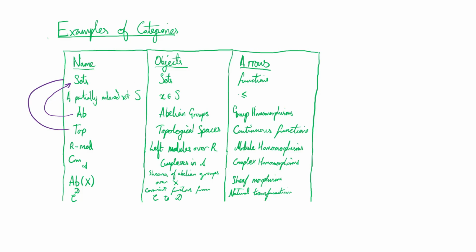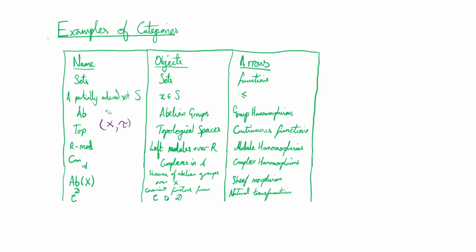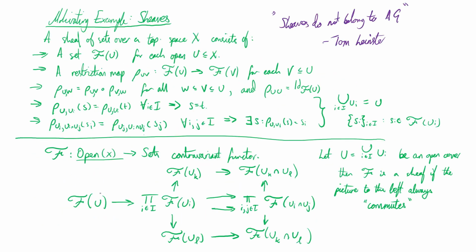Same with Top. I've already said this, but a topological space consists of a set and a topology. Well, the functor just spits out this set within Sets. Same with left modules, complexes, the sheaves of abelian groups and the covariant functors; these two I've not yet described. Well, the sheaves I have, just change this with Ab.